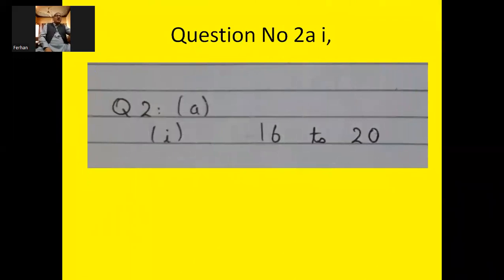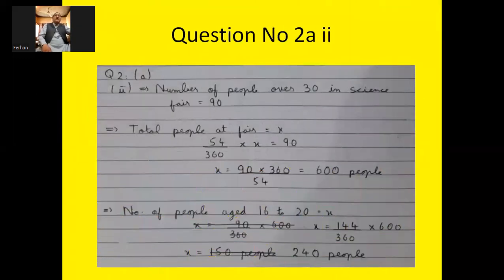Okay, so the modal class will be 16 to 20, and the number of people over 30 in the science fair are 90. So suppose 54 by 360 multiplied by the total is equal to 90. Suppose the total people are X. So X will be equal to 90 multiplied by 360 divided by 54. So it will be 600 people. So the total people in the fair are 600 people.